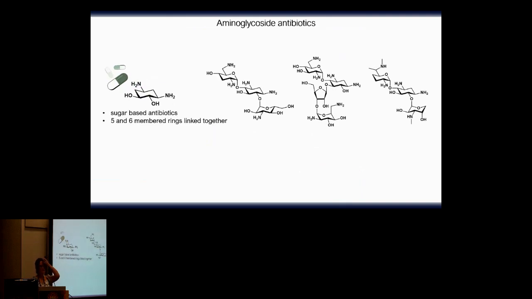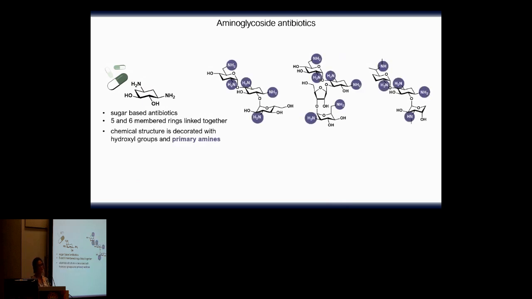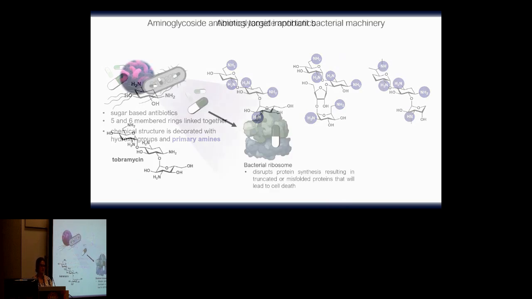Now, the class of antibiotics that I have worked with extensively are the aminoglycosides. These are sugar-based antibiotics, with the majority of these compounds consisting of 6-membered or sometimes 5-membered rings that are linked together. There's a beautiful level of chemical diversity within this drug class, owing to the hydroxyl and primary amine functional groups that decorate these molecules, the latter of which are really important in terms of their mechanism of action.